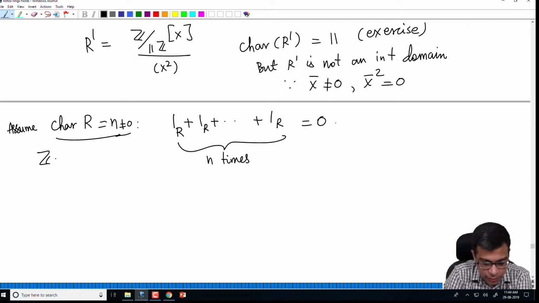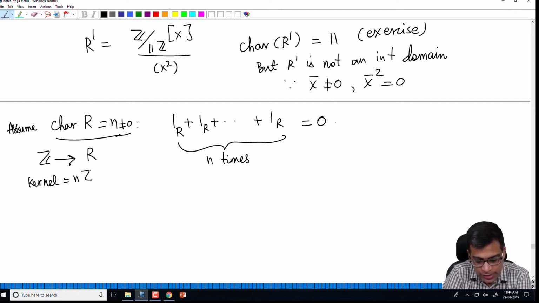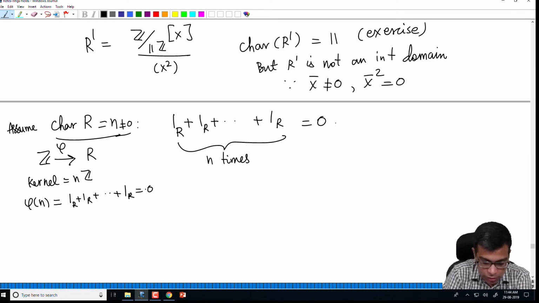Okay, so actually let me do it like this. There is a map phi from Z to R, and its kernel is (n). That means n is contained in the kernel, so phi of n is 0. But what is phi of n? Phi of n is 1_R plus 1_R plus ... plus 1_R, n times, and that is 0. Okay, so that is the reason for this.